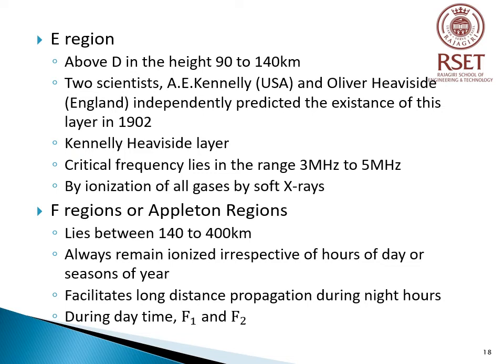Being topmost layer, it is highly ionized and hence some ionizations remain even after sunset. Therefore, F region facilitates long distance propagation of radio signals even during night hours. During daytime, this region is split into two layers called F1 and F2 layers.